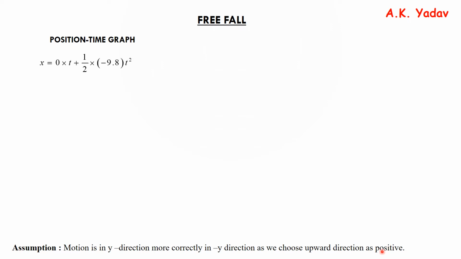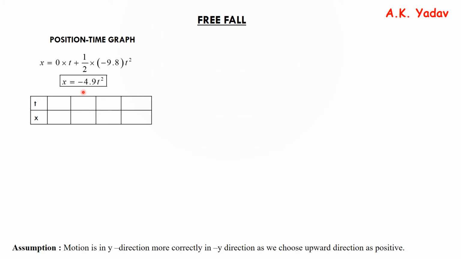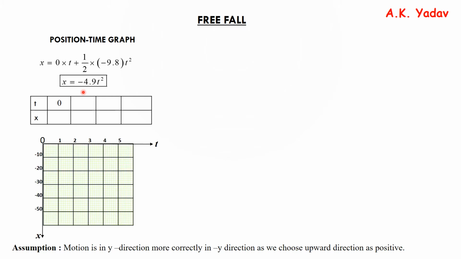According to our assumption, the body starts from rest. That's why u is equals to 0 and acceleration is minus 9.8. So what we get, x is equals to minus of 4.9 t square. Now let us take values and plot it. And you can see the graph is a parabola. As I said, you can take the positive aspect, take plus 9.8, plot the graph, it will be somewhere like this.